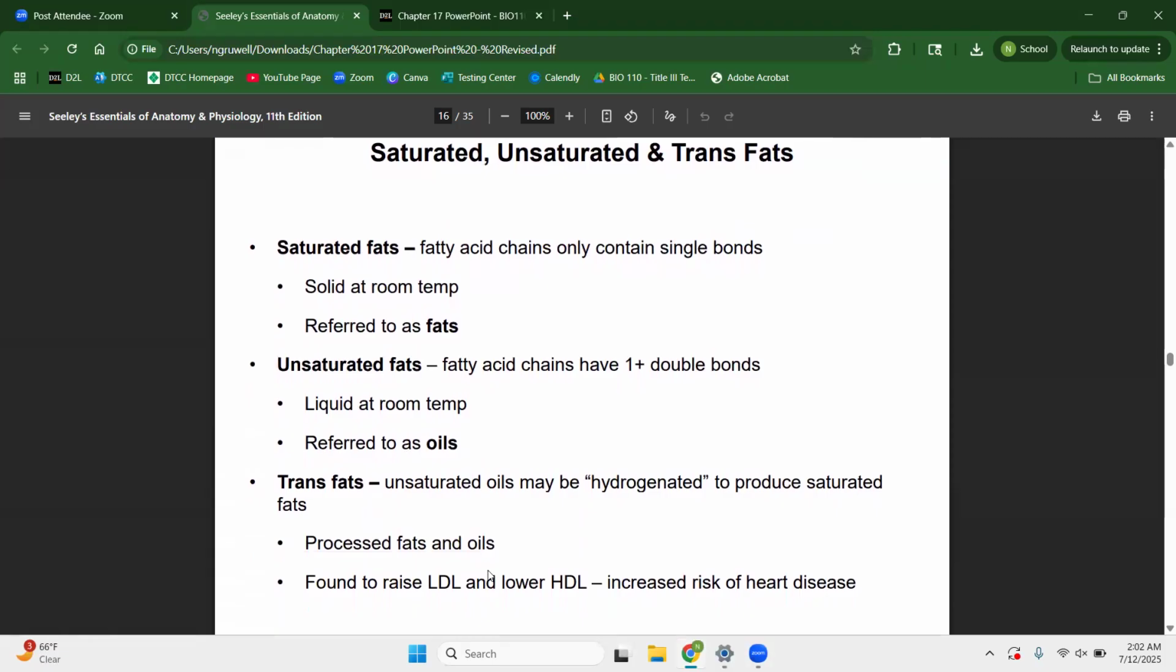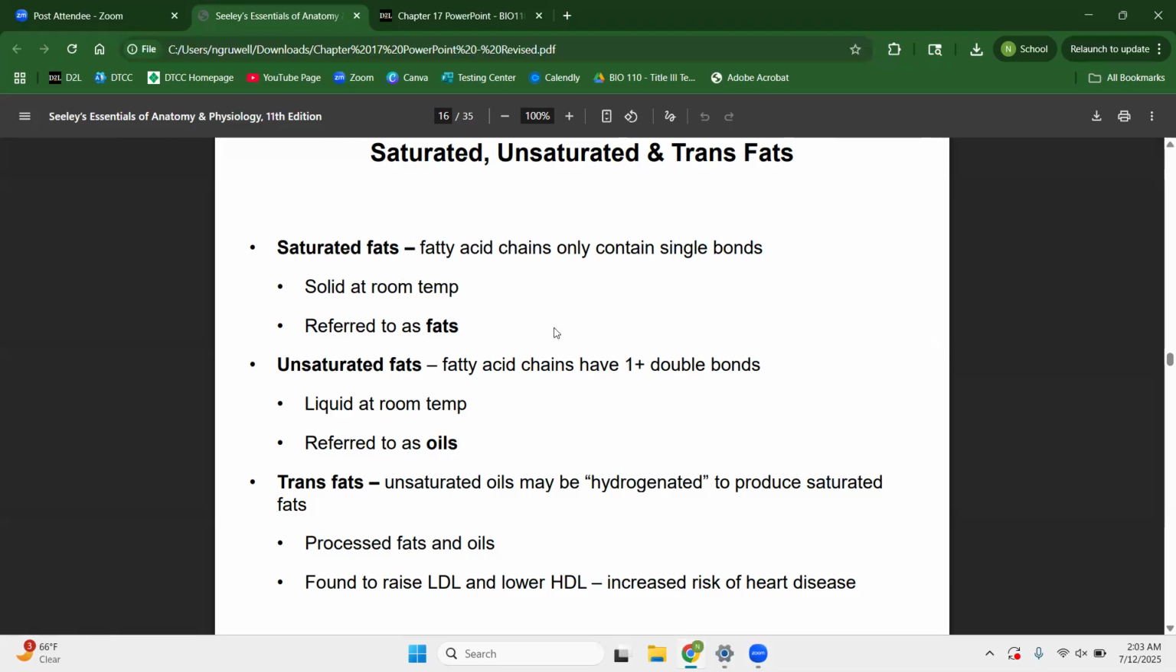All right, our saturated, unsaturated, and trans fats. So our saturated fats are going to only have single bonds between our chains of fatty acids. So the way to remember that is S for saturated, S for single. And these are typically going to be solid at room temperature and what we typically would refer to as fat. So butter is a good example of this, and something like a steak that has animal fat that is going to be solid. Think of the white part of a steak, that's going to be fat. So that would be a saturated fat.